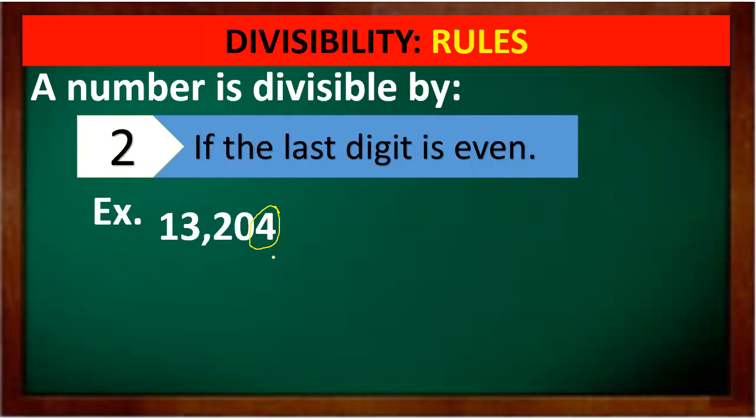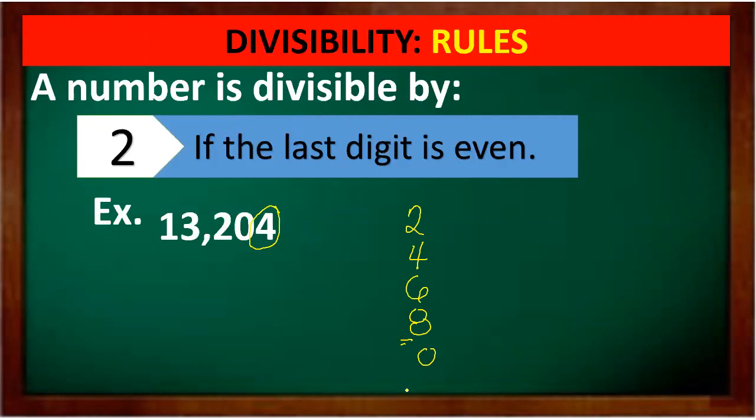So, therefore, since 4, yung last digit ng 13,204 is an even number, then therefore, this number is divisible by 2. Okay? So, anything that ends sa even number, so for example, it ends in 2, kasama na si 4, ends in 4, ends in 6, ends in 8. Okay? These are even numbers, and therefore, all numbers na ang last digit nila ends in 2, 4, 6, 8 ay divisible by 2. Okay? So, isama na din natin si 0. Okay? Kahit si 0 ay hindi siya even number, divisible din po siya by 2 kung 0 yung last digit natin.